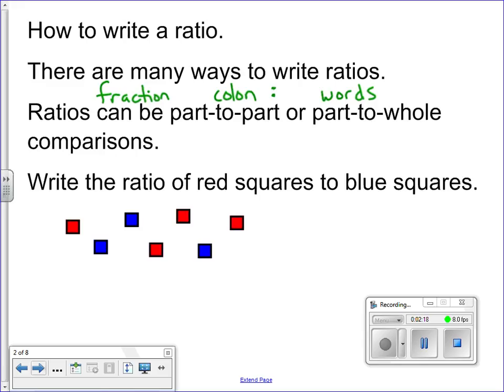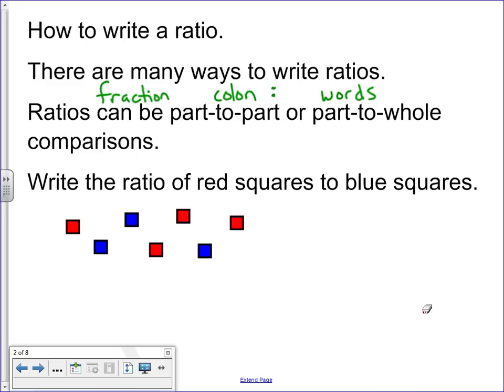So what I want to show you guys here is how to actually write a ratio using those three different methods. It says here, write the ratio of red squares to blue squares. Well, the first thing you have to do is count how many red squares there are and how many blue squares there are. So if you count, there's 1, 2, 3, 4 of the red squares. And there are 1, 2, 3 of the blue squares.